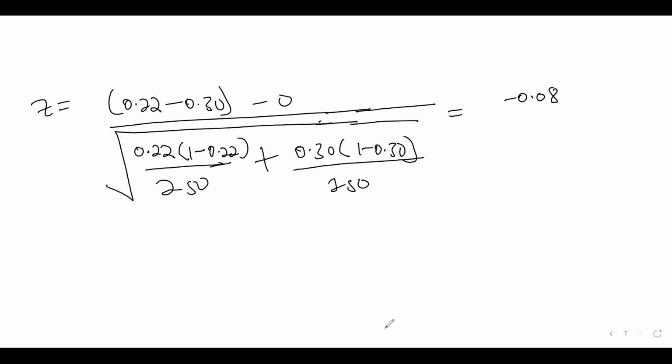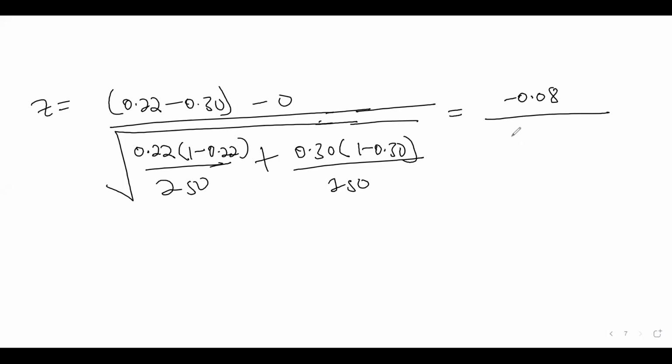Okay. And then when you punch the denominator, if you take time and punch it well, you are going to get approximately 0.0391. If you punch it very well, you're going to get approximately 0.0391. So when you divide, you're going to get approximately negative 2.05, rounded. So this is what you get as the computed Z.